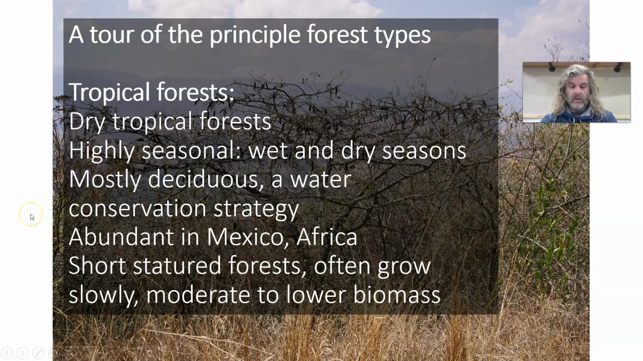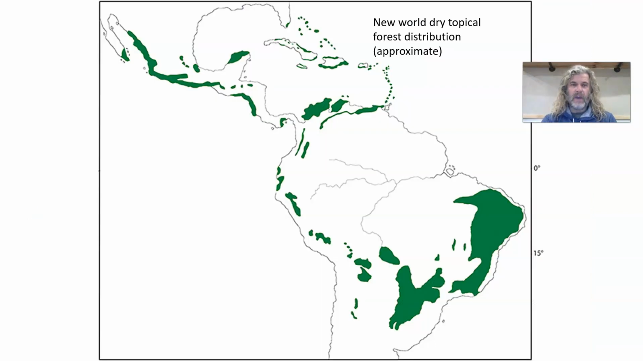But don't let those things lead you astray. These are important forests in their own right, because they produce a lot of natural resources that are important to local communities and sustain other critical ecosystem services. Okay, so here's a map of the New World, the distribution of these forests, and the main point I want to make here is just they're fairly widespread within the tropics. There's lots of different places that can be typified this way.